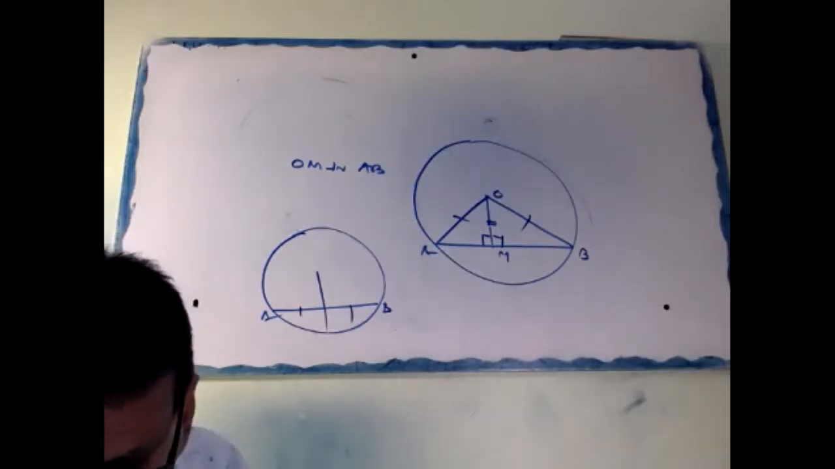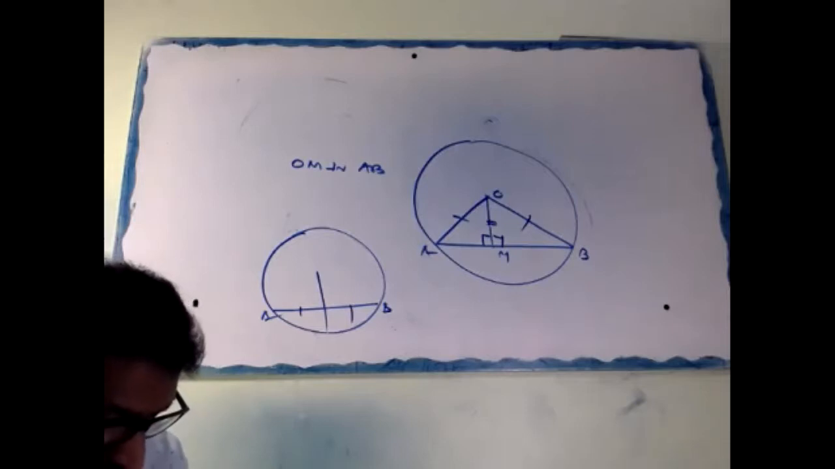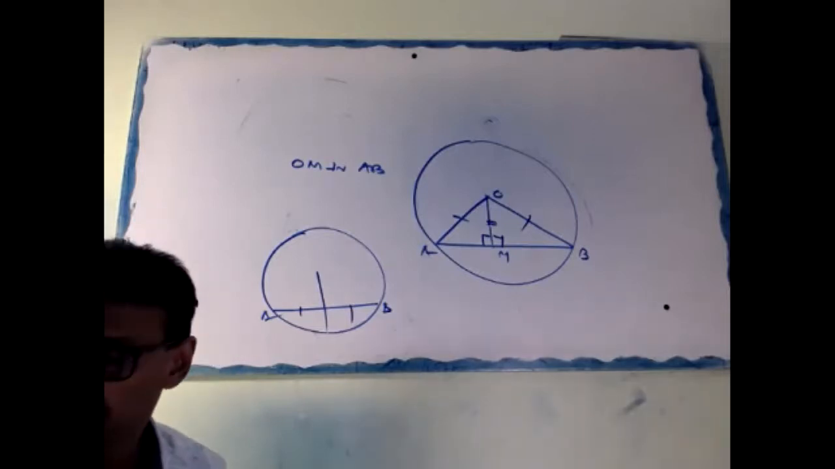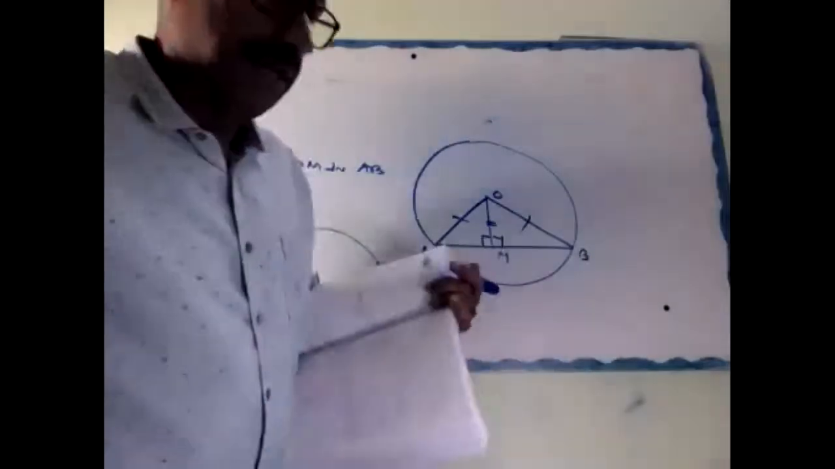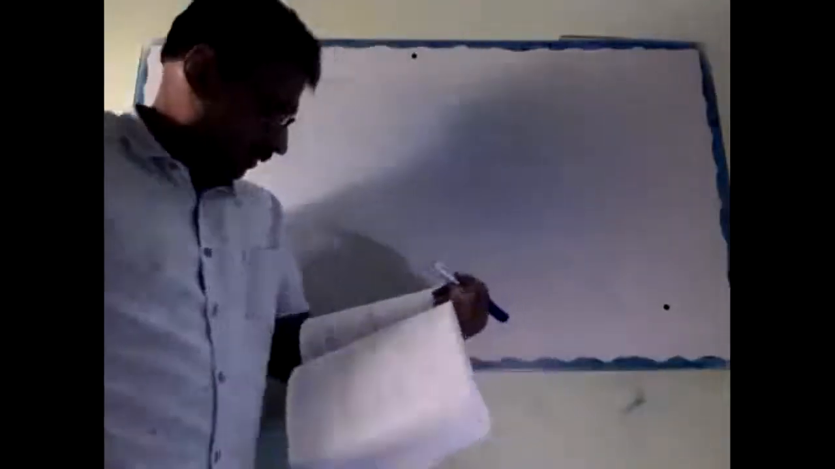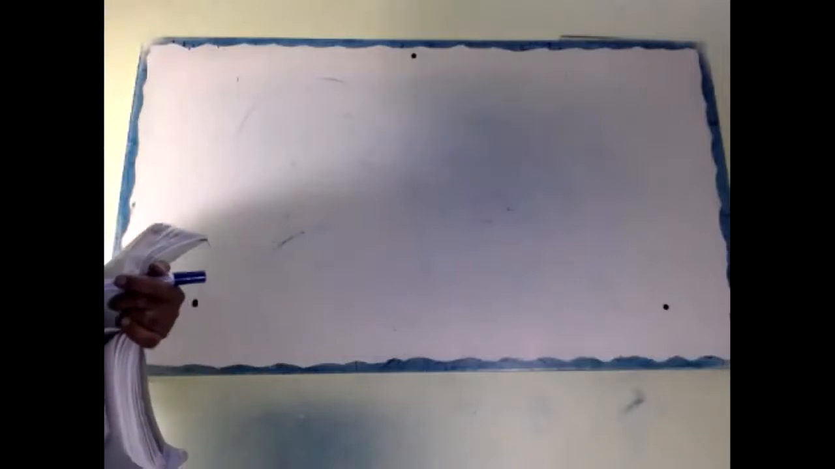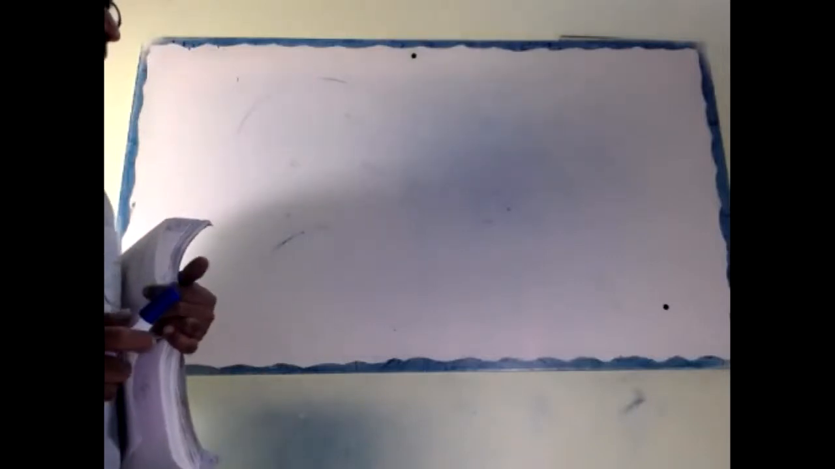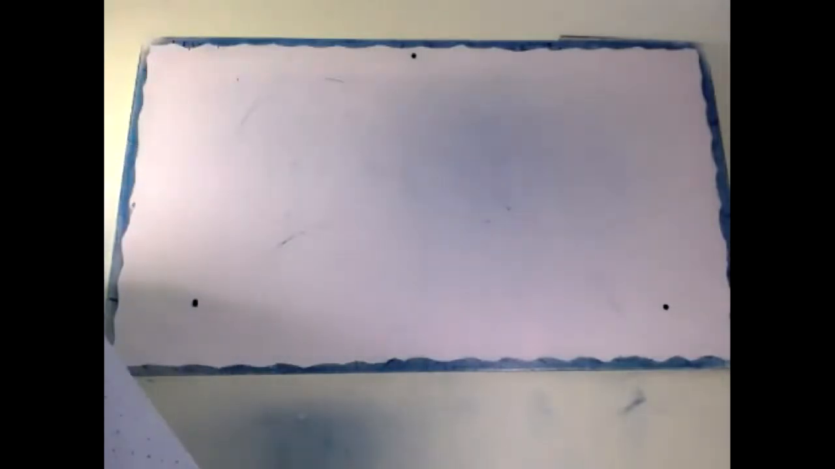Now there is a converse of this theorem. The line joining the center of a circle to the midpoint of a chord is perpendicular to the chord.